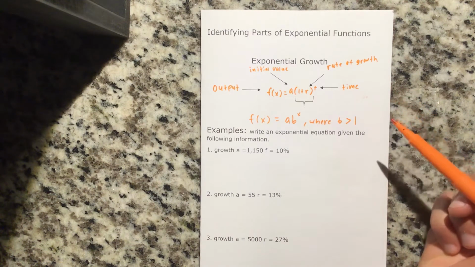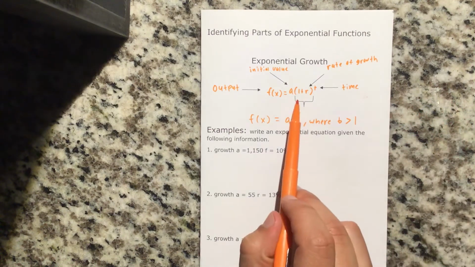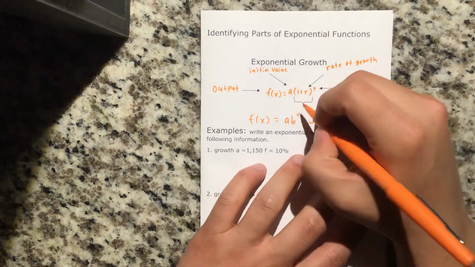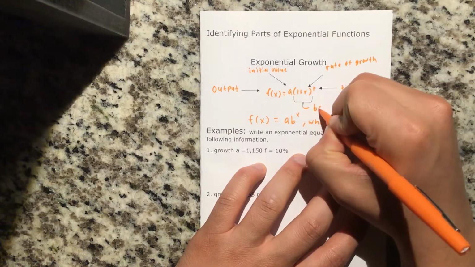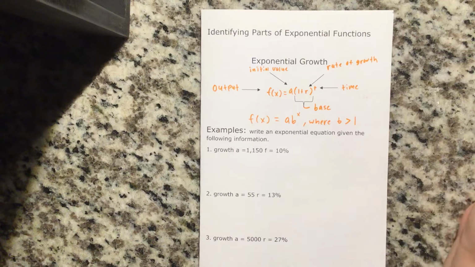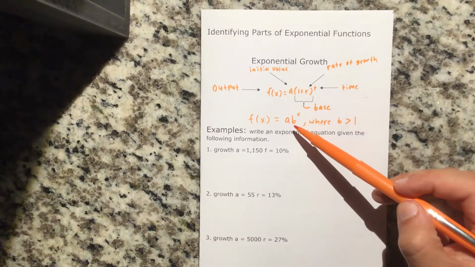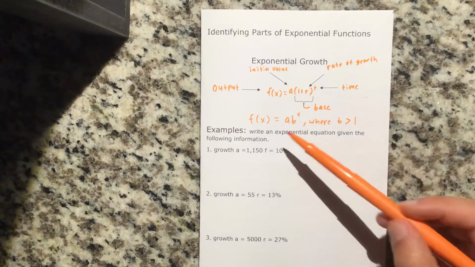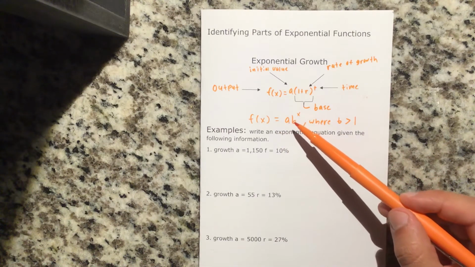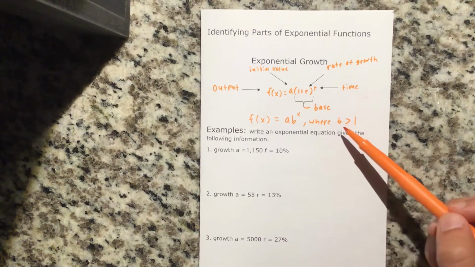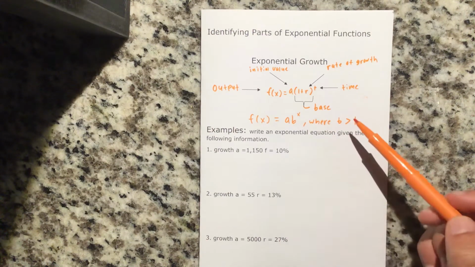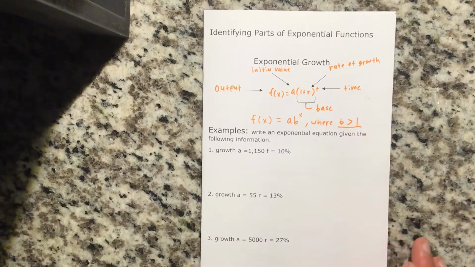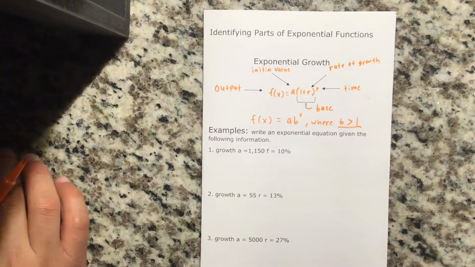Next part. So this whole little 1 plus r, y'all can see that, that is our base, okay? So we don't have a lot of room here, but that is the base, okay? So eventually, it'll be just a b value, but we'll get to all that later. And then eventually we're going to put it together and it'll look like f of x equals a times b to the x power, where b is greater than 1, okay? This is what means it's a growth. The b is greater than 1. And again, I'll show you examples of that, okay?